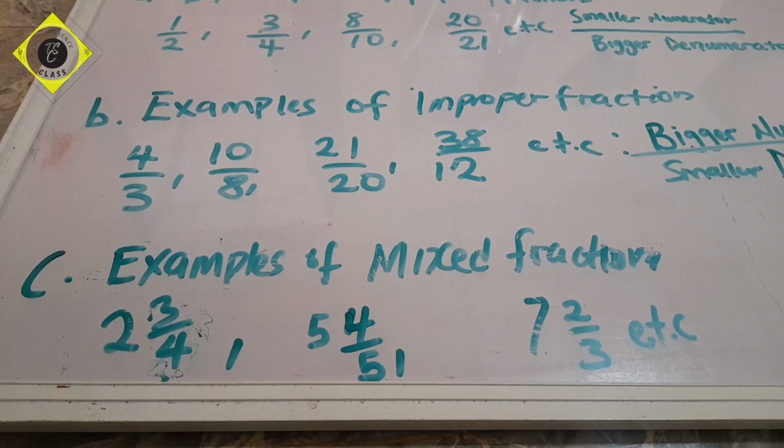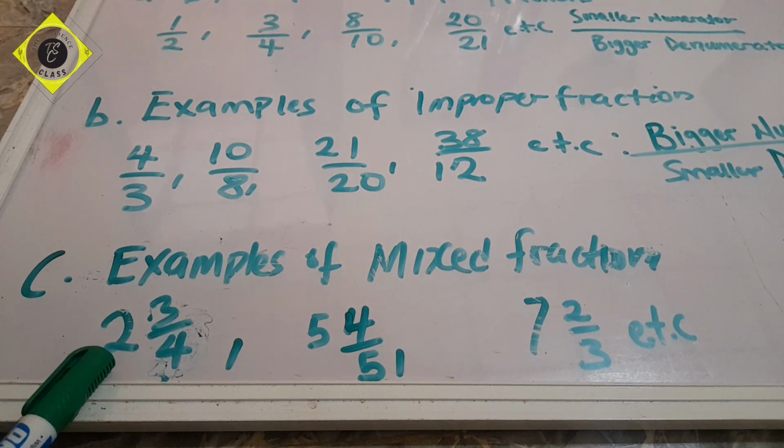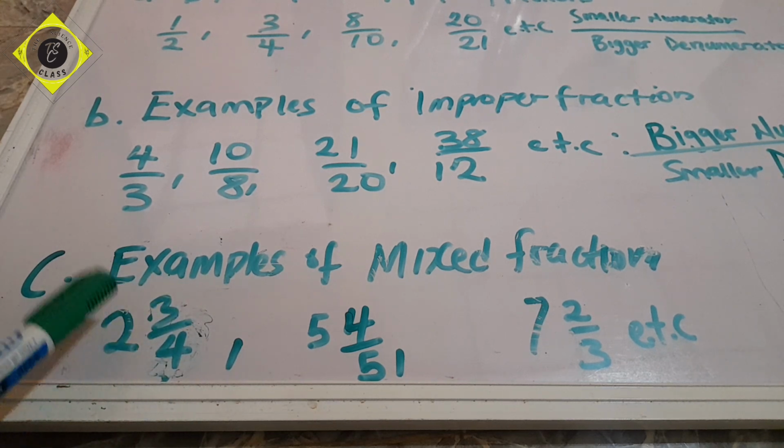The next type of fraction is the mixed fraction. In this kind of fraction, you see a whole number and a proper fraction. For example, in this first example, if I cover these two, you can see that this 3 over 4 is a proper fraction. But the whole number beside it makes it a mixed fraction. That means a whole number and a proper fraction make a mixed fraction.